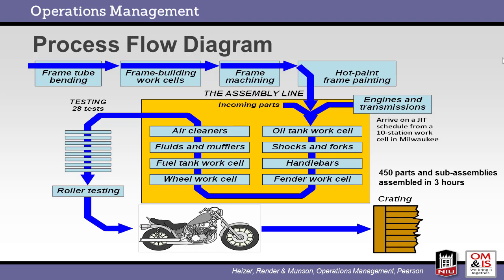Note that components arrive at the assembly line on a just-in-time basis from various work cells. This highly effective flow turns 450 parts and sub-assemblies into a completed motorcycle in 3 hours.